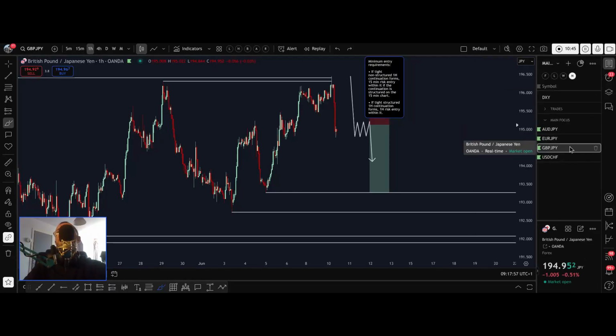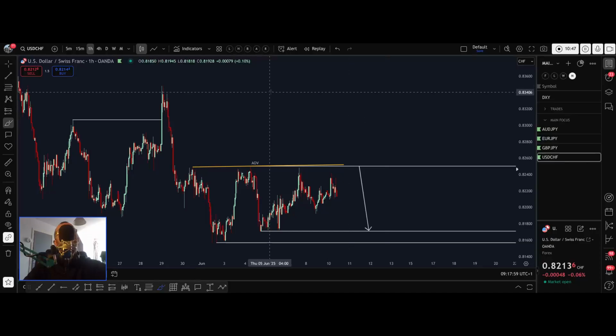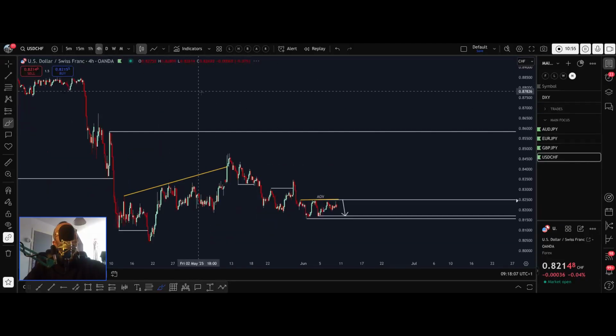We just move down to dollar Swiss. So dollar Swiss, I've got that last just because it looks the least likely to be ready at this moment in time, because we're pushing down. I've just got it on watch just in case.